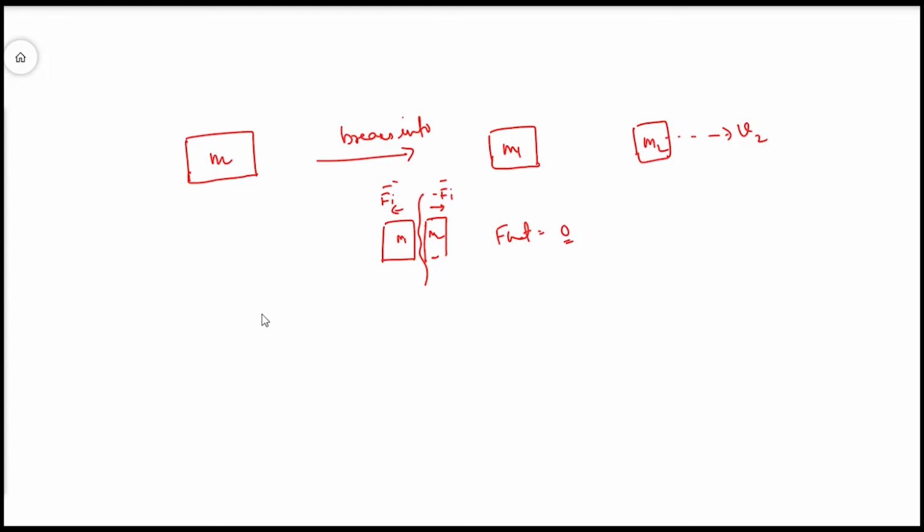Okay, so what is the system's momentum initially? That is 0. The particle is at rest. Okay, so if the system's initial momentum is 0, the system's final momentum must be 0. So in this case, what is the final momentum of the system?